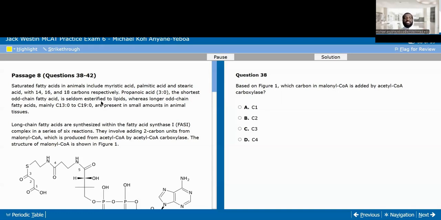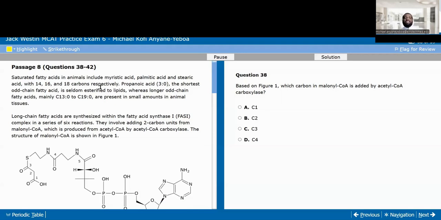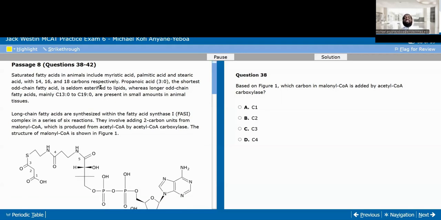So we have passage A. This is JackWestin. We have a couple of questions. This looks more like an organic chemistry passage.